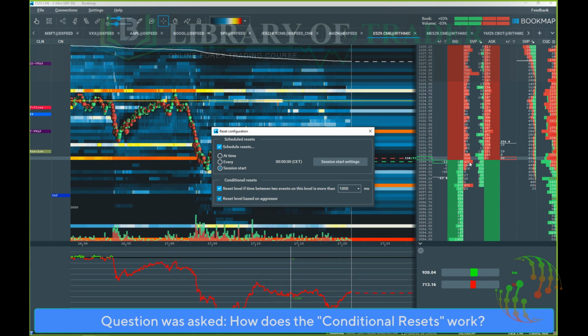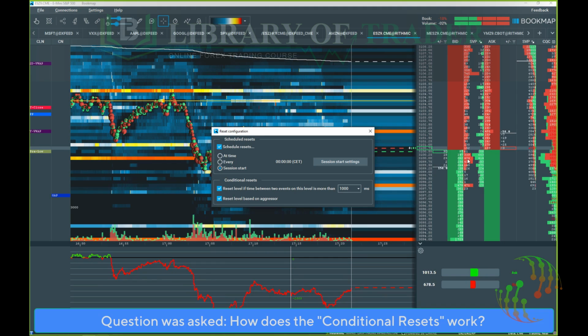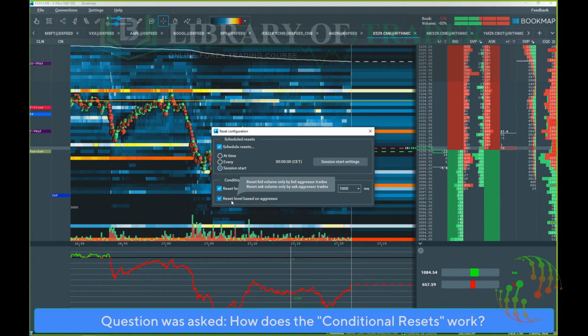So that means we have 432, and there are two conditions defined by the conditional resets. One is when 1000 milliseconds, that means 1 second, happens and nothing is traded anymore, then this 434 becomes 0. Or, and, I'm not sure, or when an aggressor changes sides within this time.